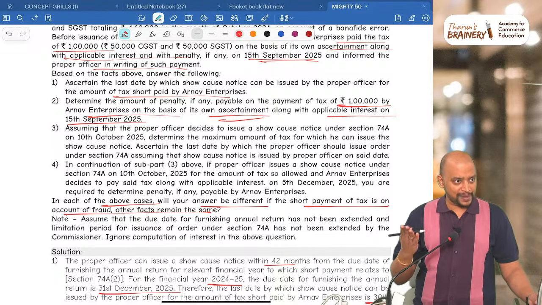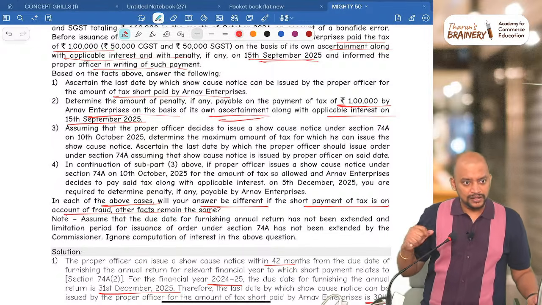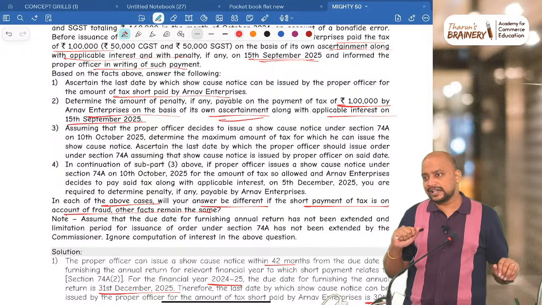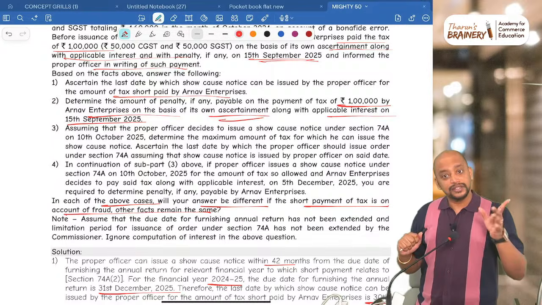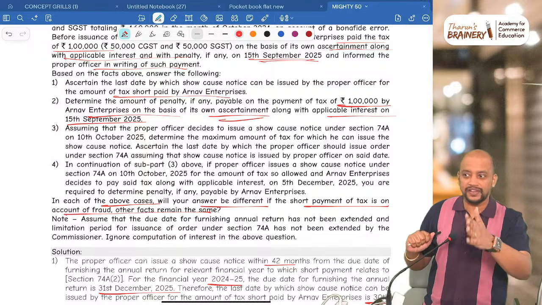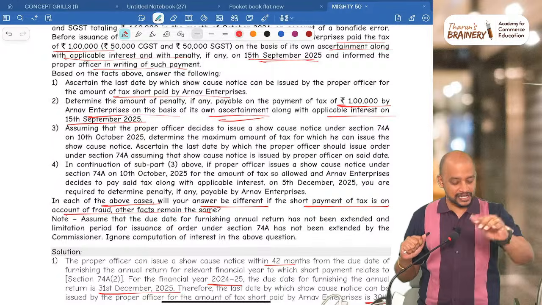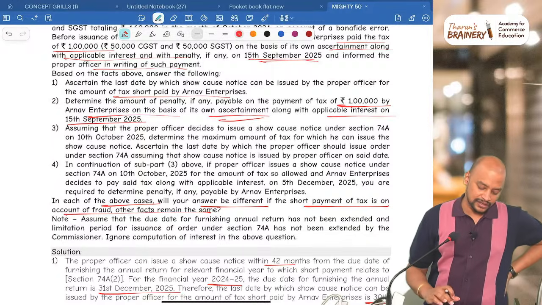74A related to penalty they tested. Time limit only they tested. They did not test about the penalty. The discount offer they did not ask. Discount offer they can ask. The discount offer we have before, within 60 days. This is a question based on that.